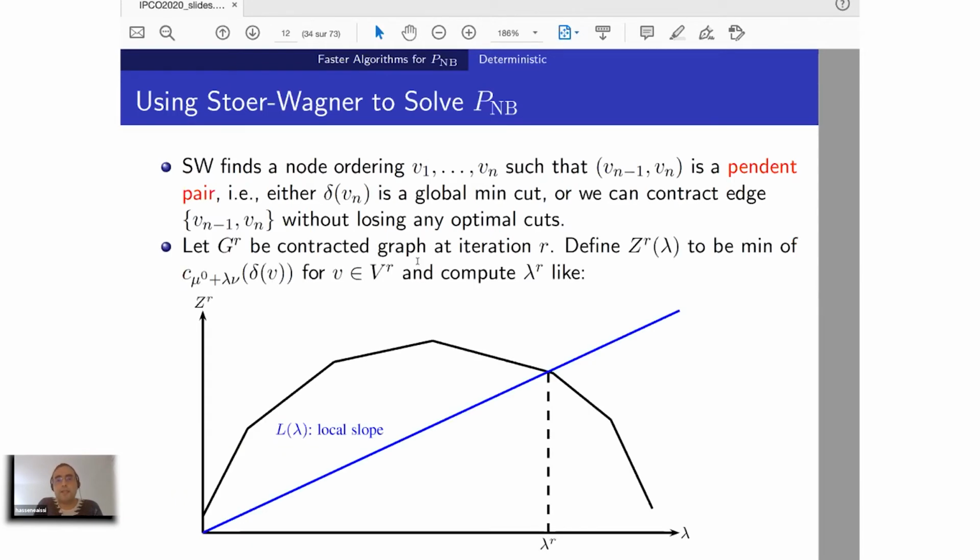In the parametric setting, we will consider at each iteration a contracted graph GR, and we will be interested in the function of the minimum cuts defined by the nodes of the contracted graph. This function Z of R is also piecewise linear and concave. We will be interested in its intersection with the local slope at our starting point.